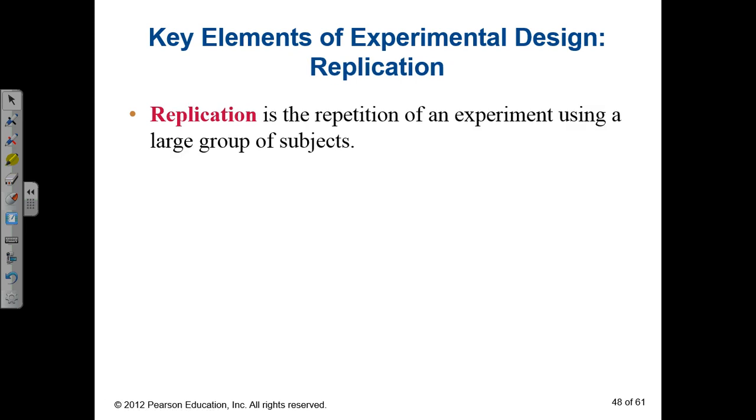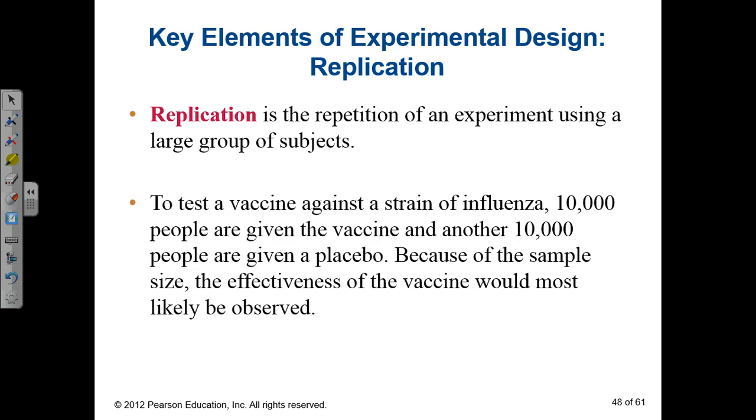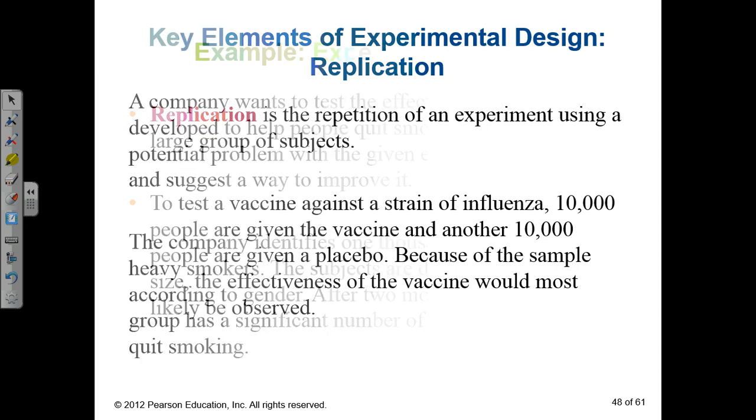Replication is very important, that your experiment is able to be repeated using large groups of subjects. To test a vaccine against the flu, 10,000 people are given the vaccine and another 10,000 people are given the placebo. Because of this large sample size, the effectiveness of the vaccine would most likely be observed. We would not be able to do the same with 10 people being given the vaccine and only 10 people being given the placebo. Your sample size would not be large enough.